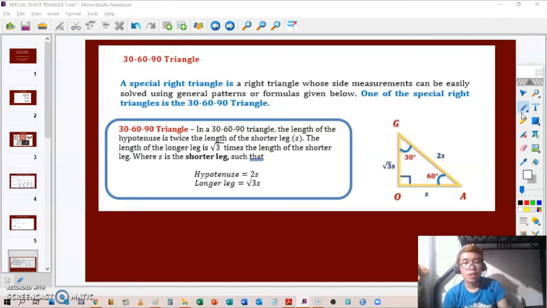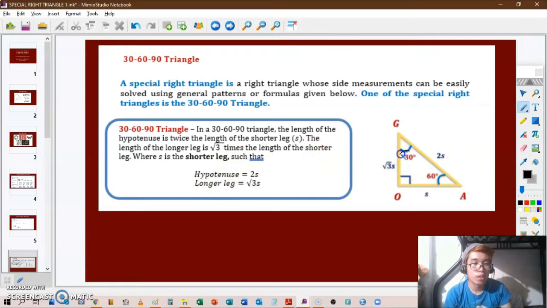If we have triangle GOA, the side opposite the 30-degree angle will always be S, equal to 1S. The side opposite the 90-degree angle, the hypotenuse, would be 2S. And the side opposite the 60-degree angle will be equal to square root of 3 times S, where S is the measurement of the smallest side in a 30, 60, 90 right triangle.